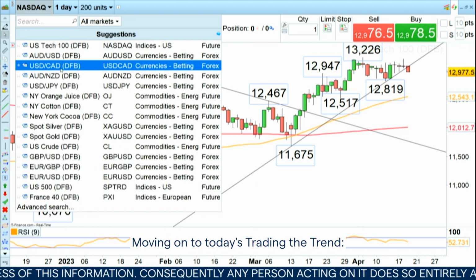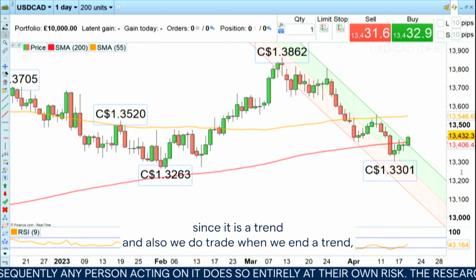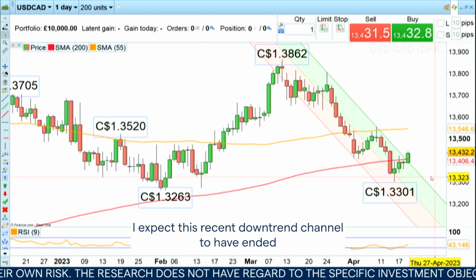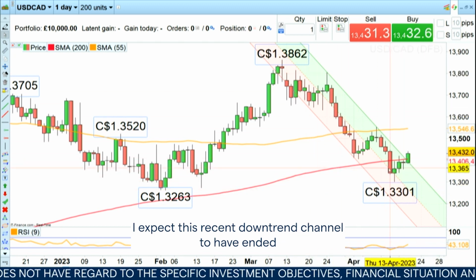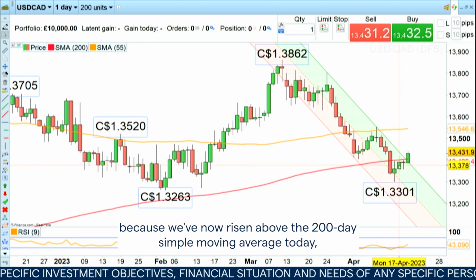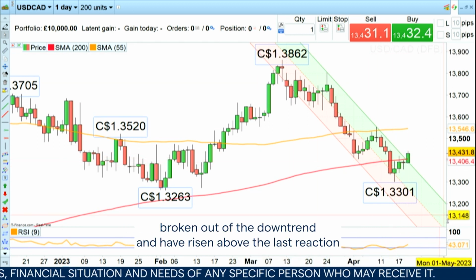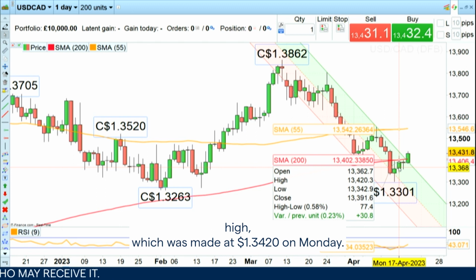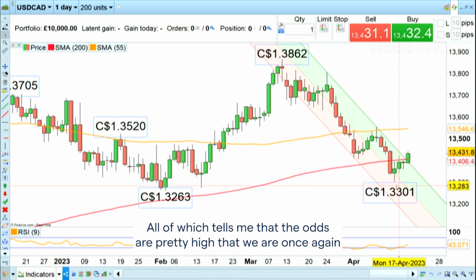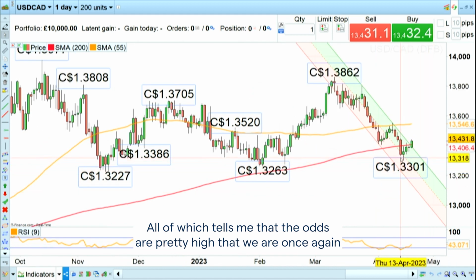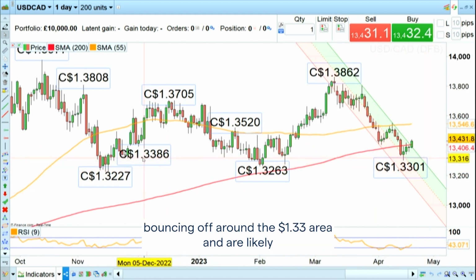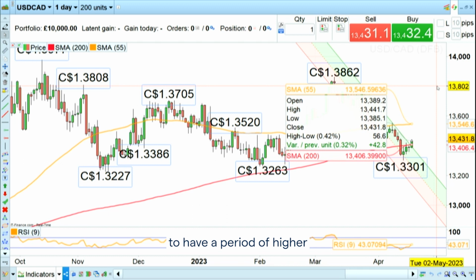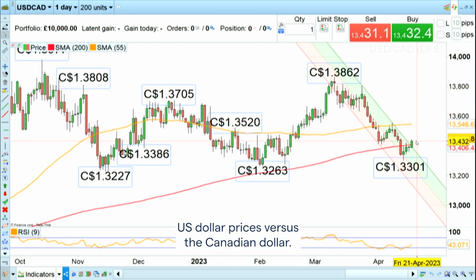Moving on to today's Trading the Trend, since it is a trend and also we do trade when we end a trend, I expect this recent downtrend channel to have ended and the downtrend to have ended because we've now risen above the 200-day simple moving average today, broken out of the downtrend, and have risen above the last reaction high, which was made at 134.20 on Monday, all of which tells me that the odds are pretty high that we are once again bouncing off around the 133 area and are likely to have a period of higher US dollar prices versus the Canadian dollar.